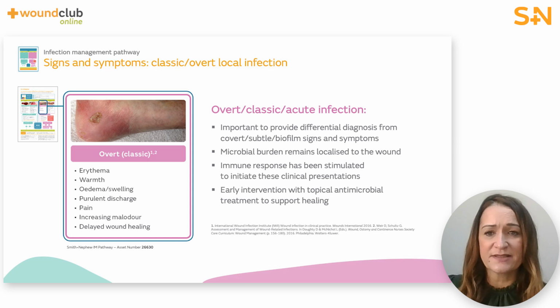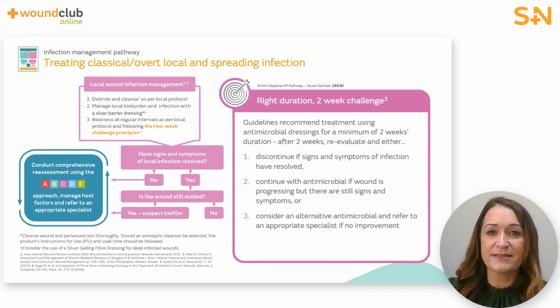Recognition of these classic signs and symptoms is captured in the next layer of the infection management pathway. As we continue on to the next layer, a holistic approach continues in treatment of the patient. Ongoing patient and wound reassessment should be performed to gauge progression. During the initial 2-week challenge period, clinical efficacy of the silver dressing can be assessed.